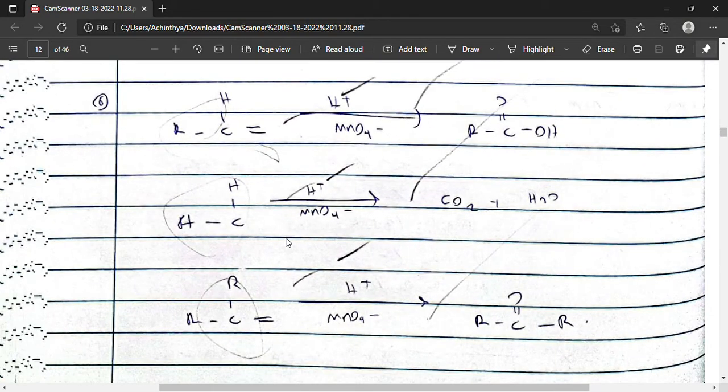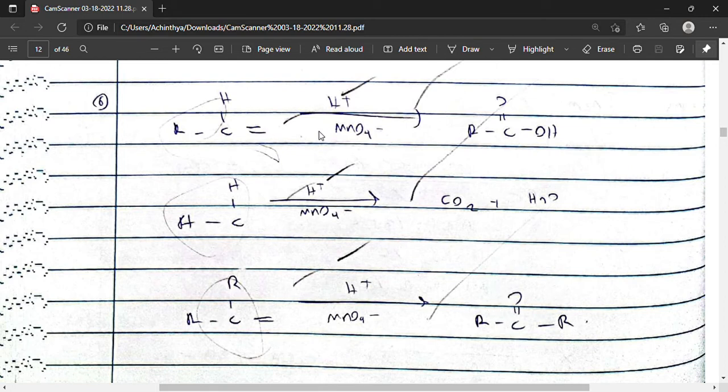What happens if we oxidize an alkene? If on one side we have a CH and a double bond, it will be oxidized into carbon dioxide and water. If it is a carbon with two alkyl groups, it will be oxidized to a ketone.